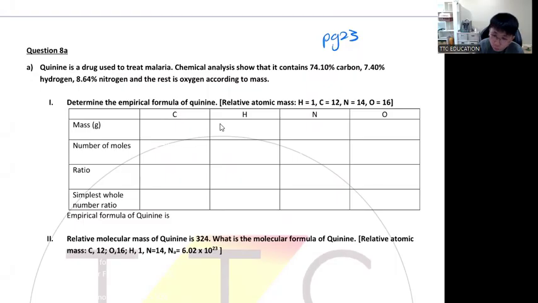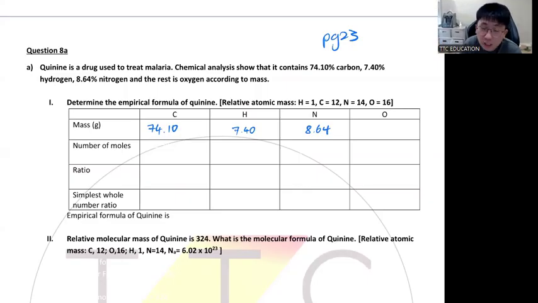The idea here is very simple. If they give you percentage, don't care, just use it as your mass. So carbon is 74.10, hydrogen is 7.40, nitrogen is 8.64, and the rest is oxygen. You just have to know that the maximum percentage is 100. You take 100 minus all these three numbers, and you get the percentage of oxygen: 74.1, 7.4, 8.64 minus 100, you get 9.86. Hopefully you all can do this.